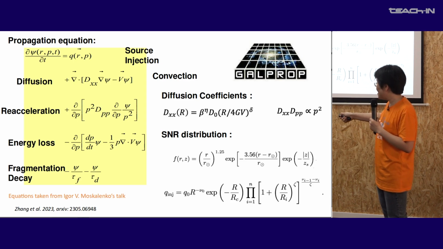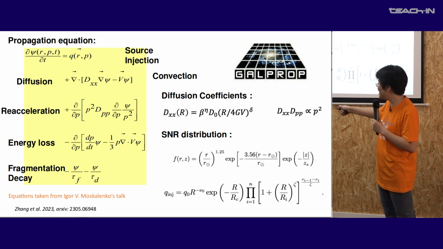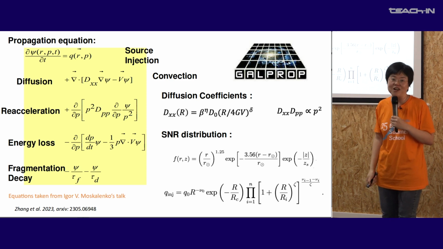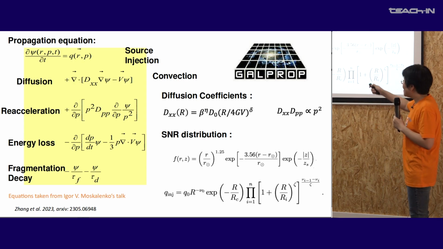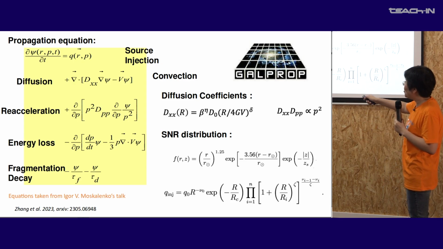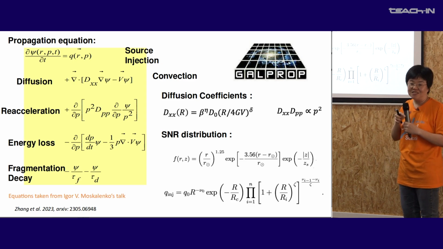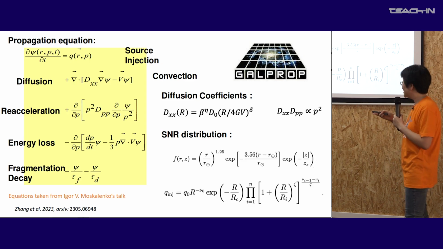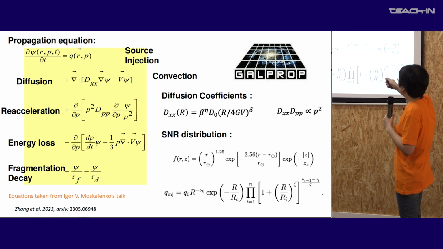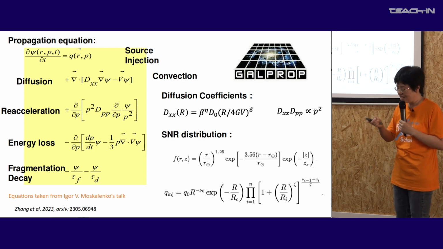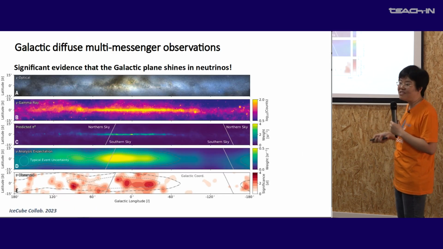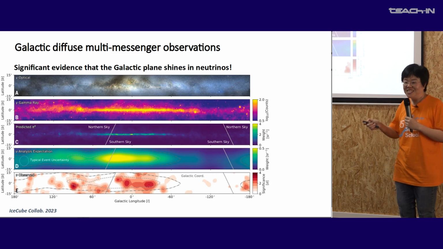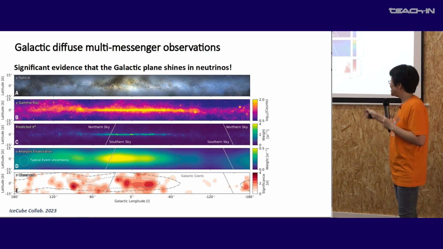Here the tau is the fragmentation lifetime of the particle, and here is the decay lifetime of the particle. And we have everything here, and we know the cosmic ray density, right? You have already observed. And you put everything into the Galprop, it will do the simulation, and then you compare with the observation. So here is the galactic plane observation, right?